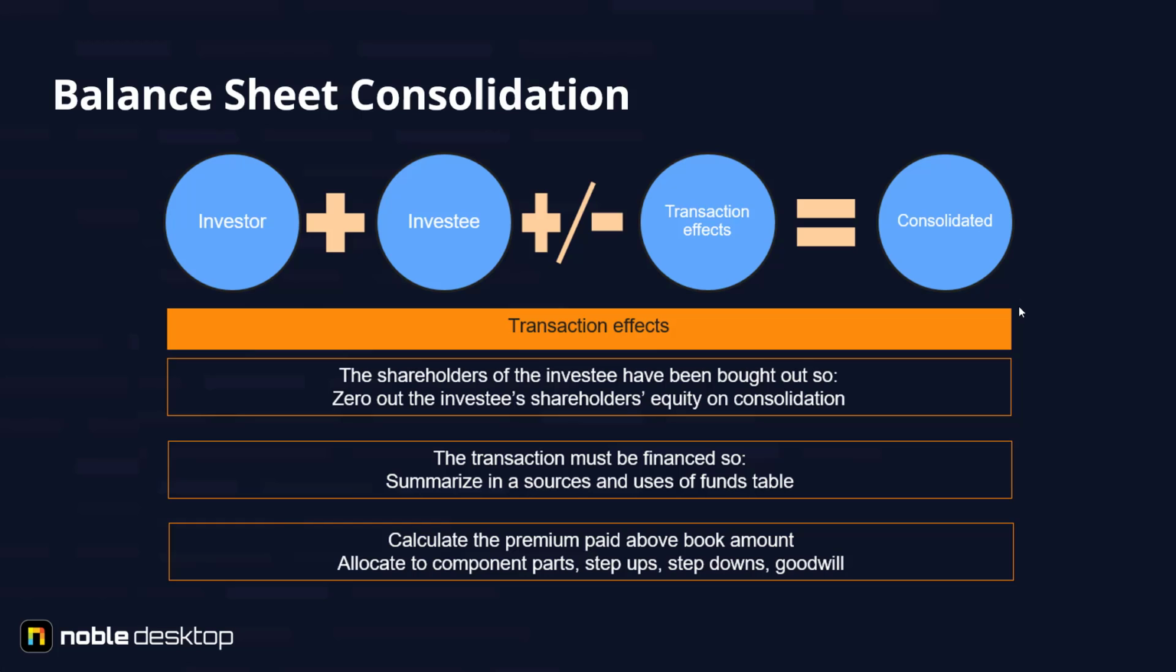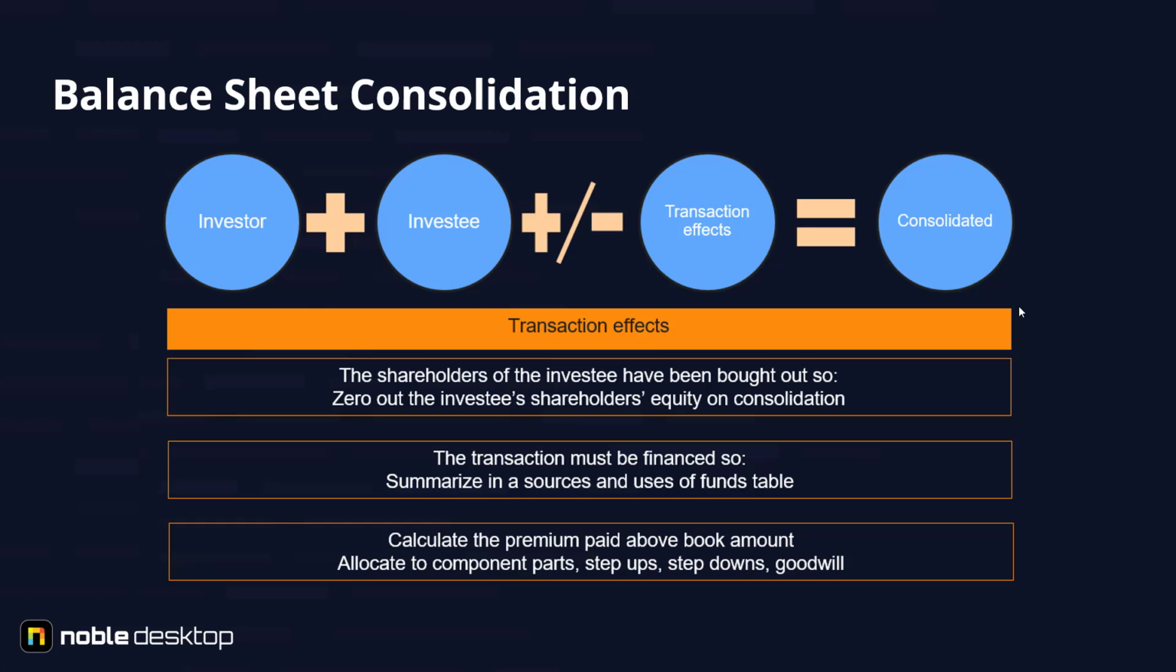To create a consolidated balance sheet, we would take the balance sheet values of the investor and the investee and add them together, and then apply transaction effects. Transaction effects in this case scenario would be the shareholders of the investee have been bought out, so we need to zero out the investee's shareholders' equity on consolidation.